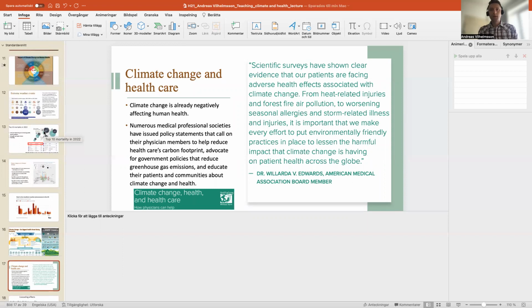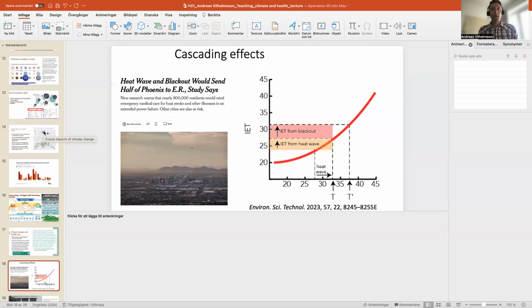So this is a very acknowledged endeavor now. And we can look at this. Here it becomes very apparent. This study came out a couple of weeks ago. If we look at these so-called cascading effects that can happen, we will look at climate change. If we have, for instance, a heat wave and a blackout simultaneously, in the case of Phoenix in the United States, this would send half of the Phoenix population to the emergency. So this is a quite problematic scenario.